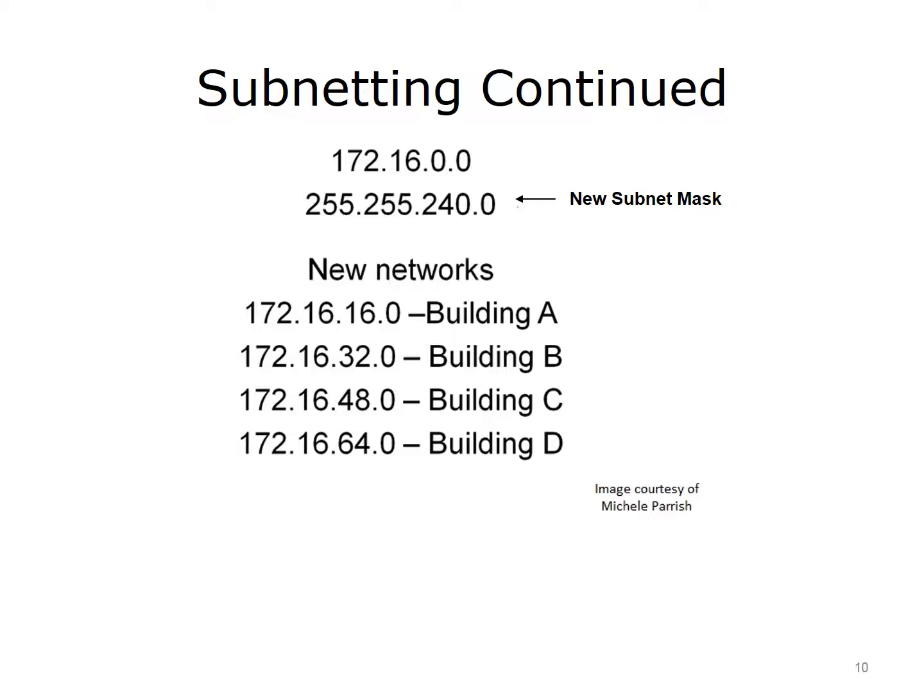If we have a new subnet mask of 255.255.240.0 and we apply it to that same address, 172.16.0.0, we can create 16 networks with 4,000 hosts on each network.